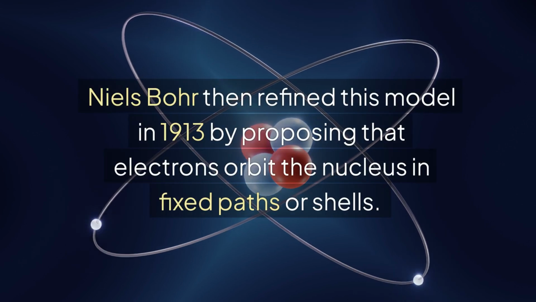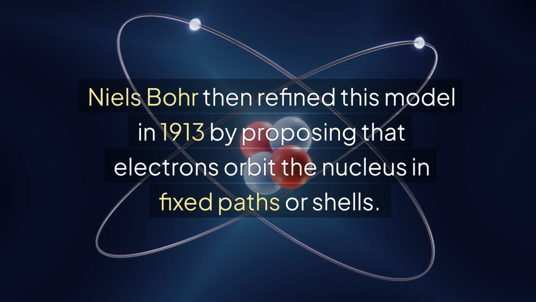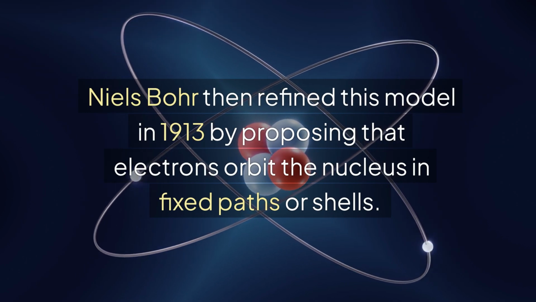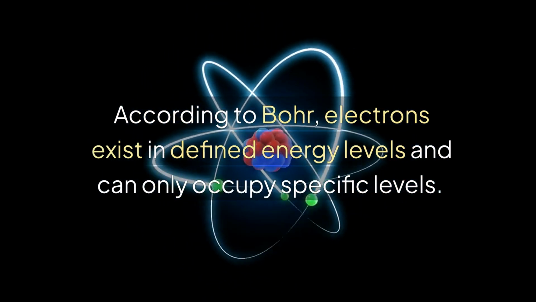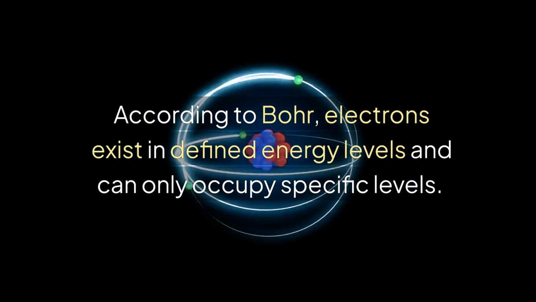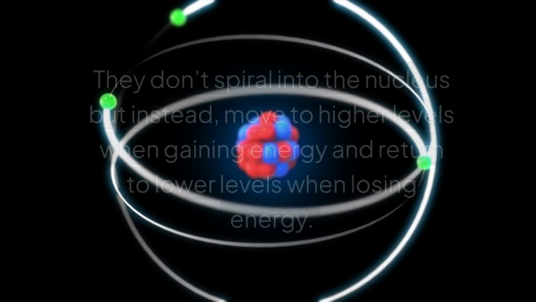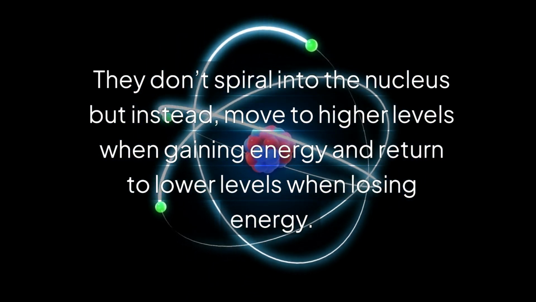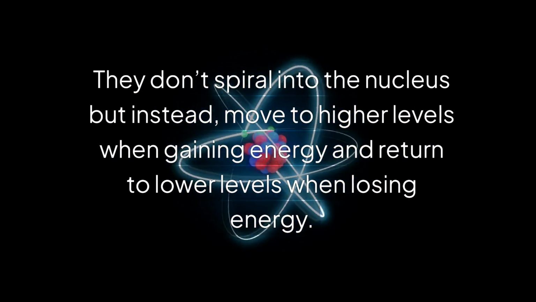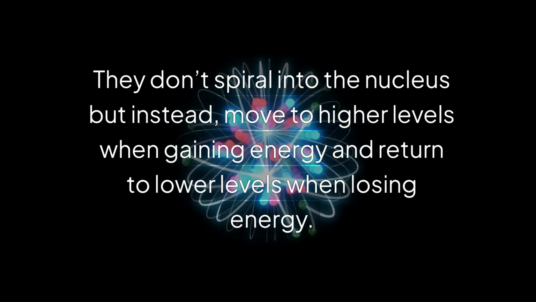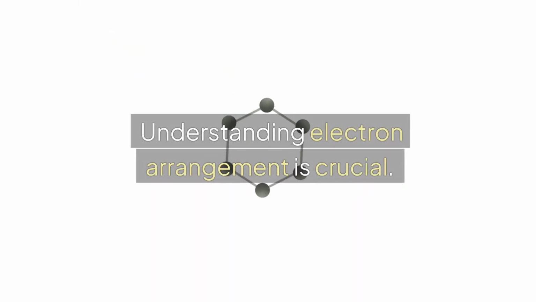Niels Bohr then refined this model in 1913 by proposing that electrons orbit the nucleus in fixed paths or shells. According to Bohr, electrons exist in defined energy levels and can only occupy specific levels. They don't spiral into the nucleus, but instead move to higher levels when gaining energy and return to lower levels when losing energy. Understanding electron arrangement is crucial.